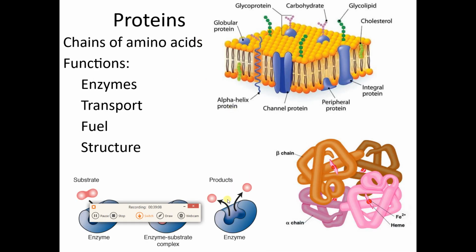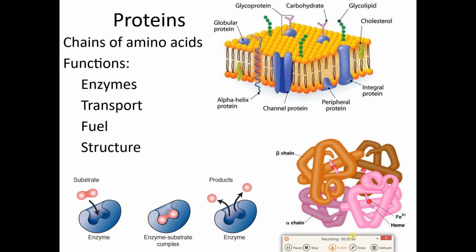Proteins. Proteins are chains of amino acids. They can function as enzymes, where they catalyze, in other words speed up, a chemical reaction. They can function in transport, like this protein over here called hemoglobin, which helps you transport oxygen in your blood. You can break down proteins for fuel. They also form structures in our body, including over here, part of our plasma membrane, our cell membrane, which separates inside and outside of our cells.